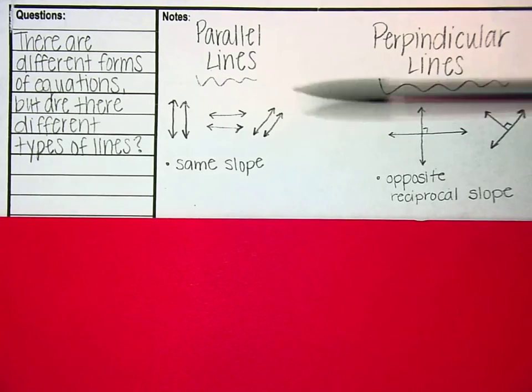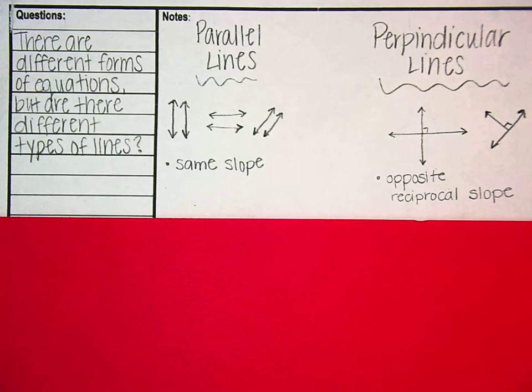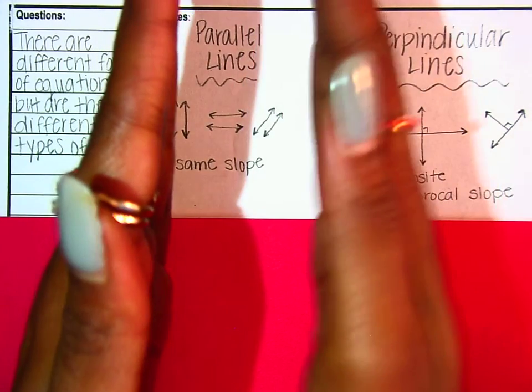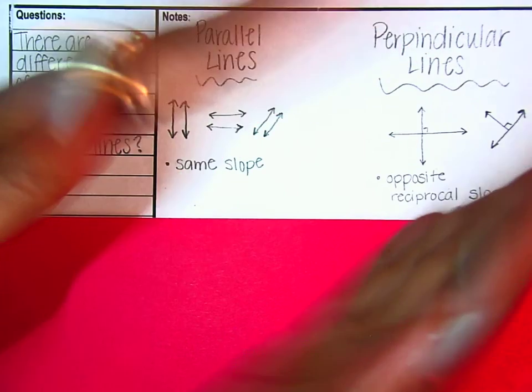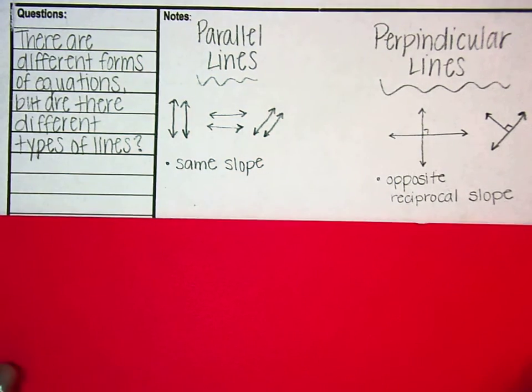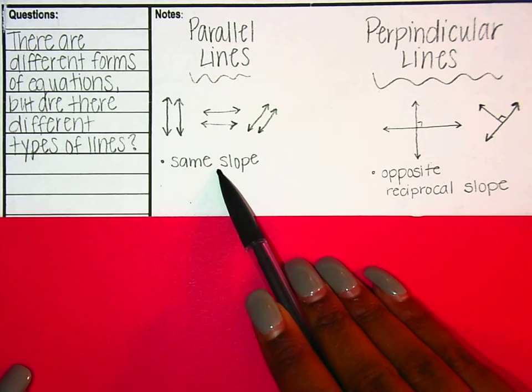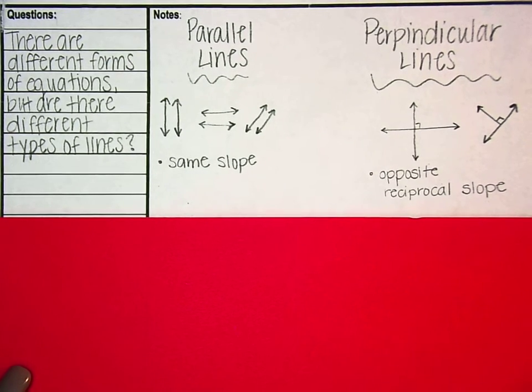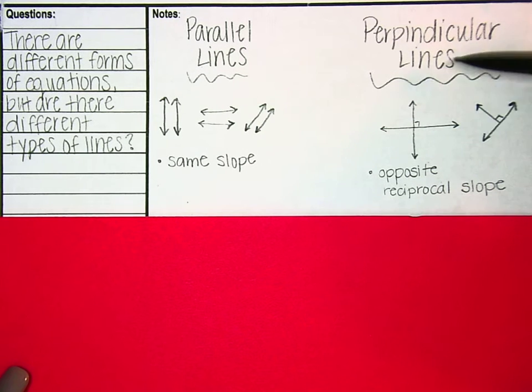Notice that these graphs are lines that do not touch. So, the lines can go straight ahead, the lines can go this way, the lines can go that way, as long as those lines do not intersect each other and they have the same exact slope. Those are parallel lines. Now, perpendicular lines are what we see here.